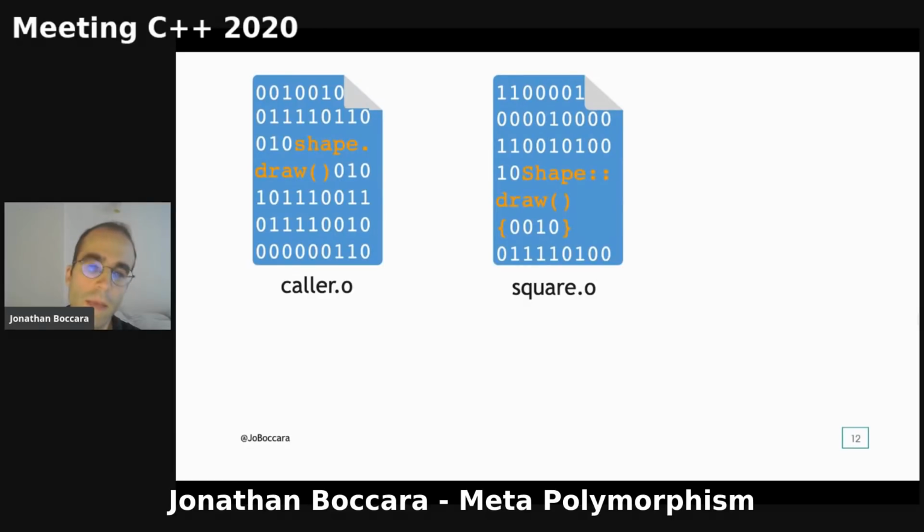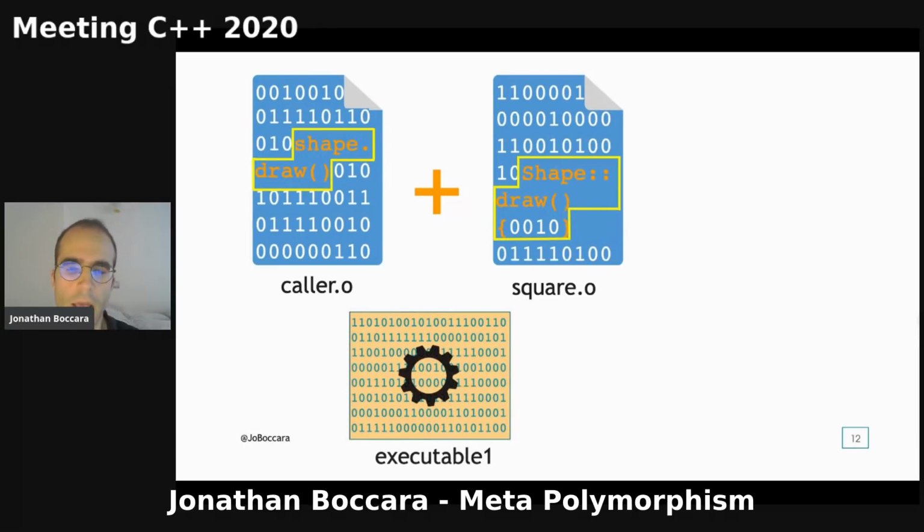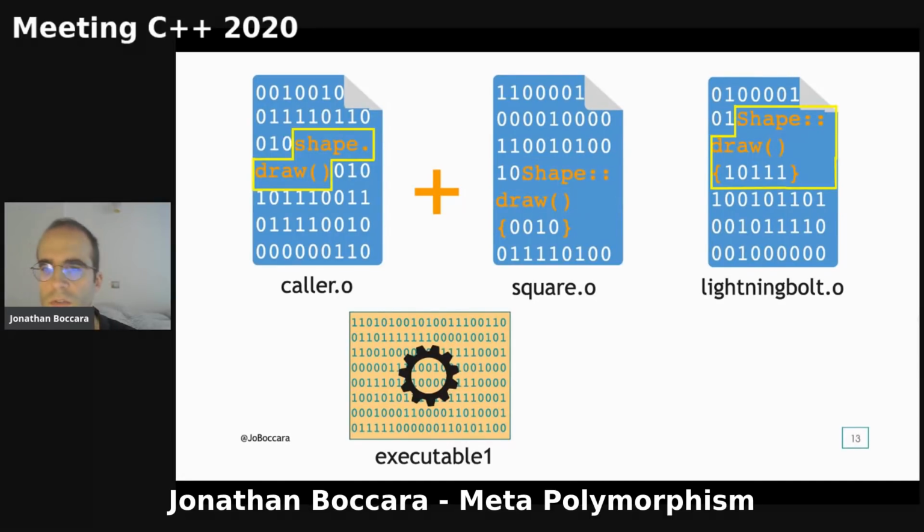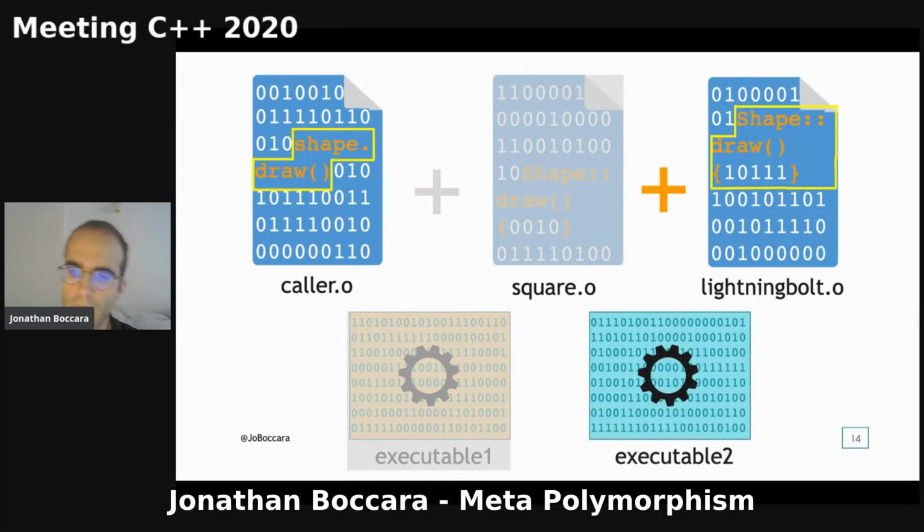Now, there's also polymorphism at link time, surprisingly. If you think about what's happening at link time, we've got several files that have been compiled. Say the caller of the draw interface and one implementation of the draw interface in square.o. The linker binds the two files to connect the function call and the function implementation, and that builds an executable. Now, if we had chosen another file than square, if we had chosen lightning bolt with another implementation of draw, we could have had another executable, and this is polymorphism. This is polymorphism that is resolved at link time.